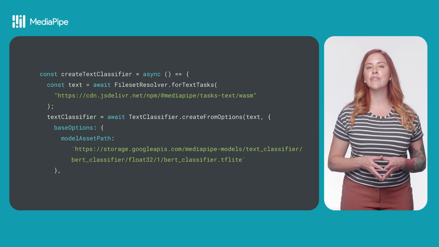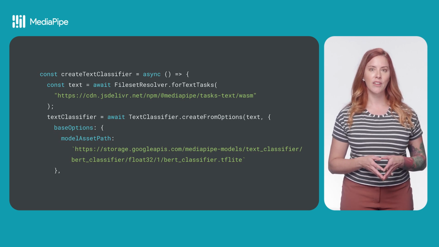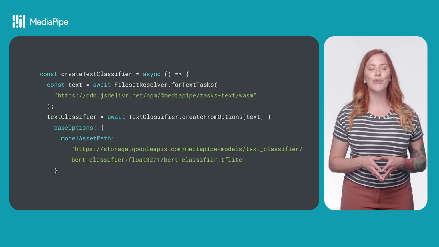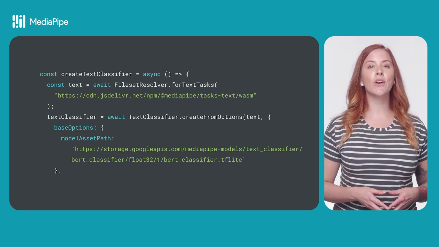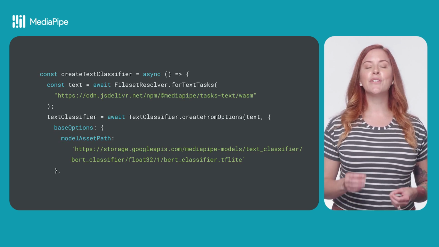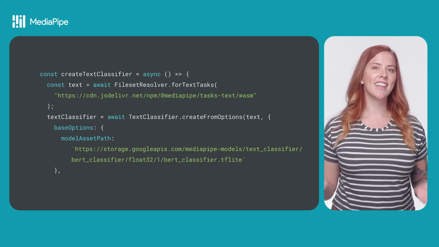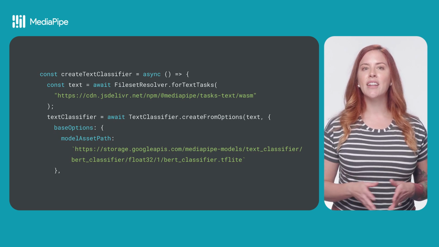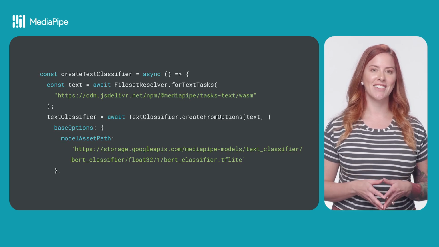Next, we create the text classifier using the TextClassifier createFromOptions method, passing the FileSetResolver you just created and the model. Notice that the two assets are linked from external URLs. For the best user experience, you don't want to bundle your model or WASM binary into your website. Instead, store them server-side and provide links when initializing your text classifier, as I've shown here.